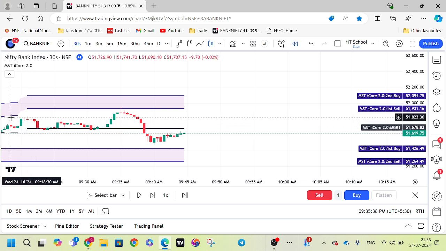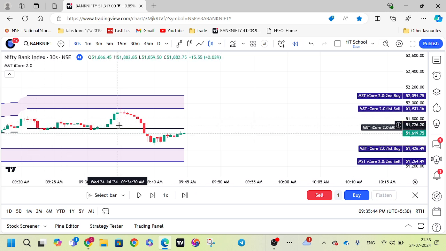Here it is, 9:18 itself it is formed, and exactly our sell entry got activated at 9:35. And here you could notice we have got one wonderful bearish R3C. And from there, if you are an option buyer, what you have to do: the sell entry is at 51,931 and the high made is 51,937. It is such a perfect entry.